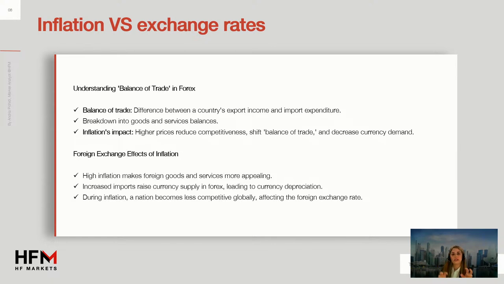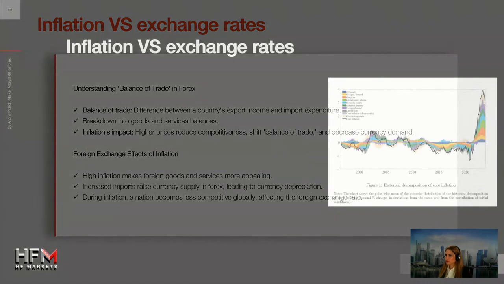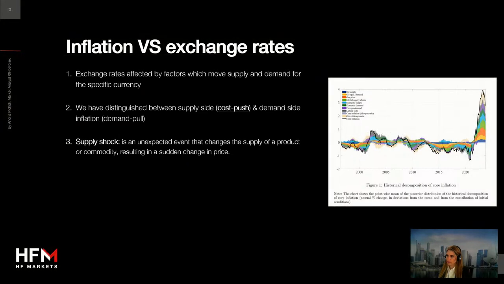Remember that we said initially that it is a comparison between two economies. Euro dollar represents the comparison between the European economy and the US economy, and the same goes for pound dollar, dollar yen, and so on. Because it's all about supply and demand, as we said, for that specific currency.